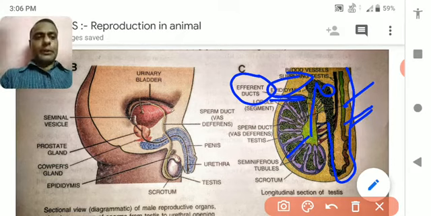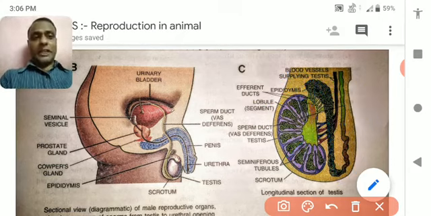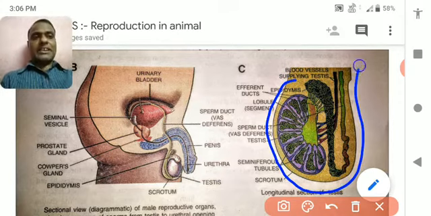You need to draw the figure. It is very important, and you have to mention all the names. Once again I am repeating all the important things present in the testes. First, there is a testis inside the bag-like structure. This bag-like structure is called the scrotum.